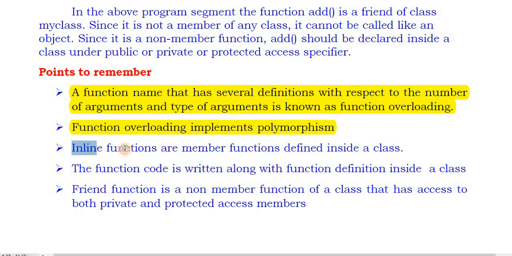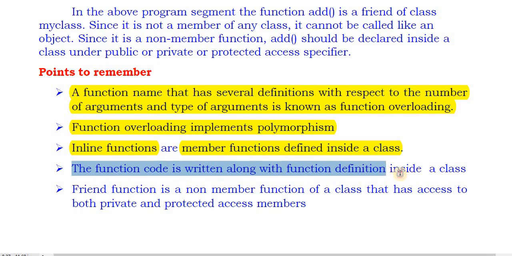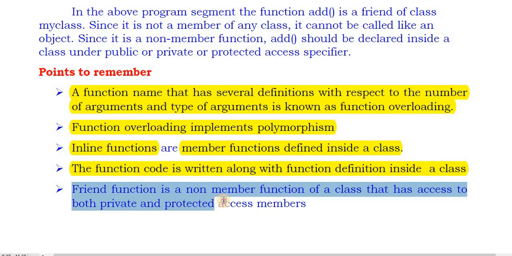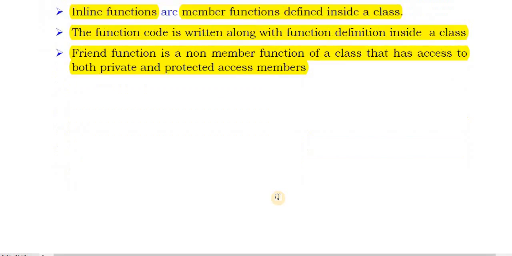Next, what is an inline function? An inline function is a special member function of a class which is created using the inline keyword, and it is always defined inside a class. The inline function code is written along with the function definition inside a class. What is a friend function? A friend function is a non-member function of a class, but it can use all the members of a class. So this is about chapter 8.